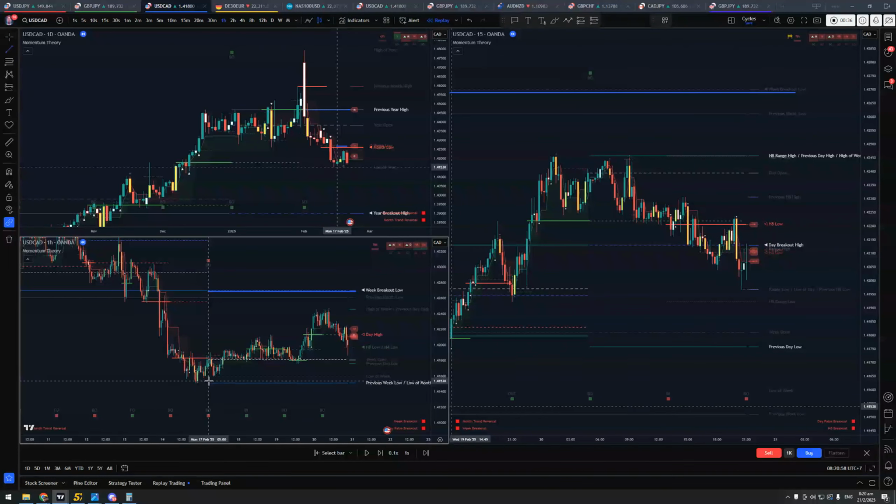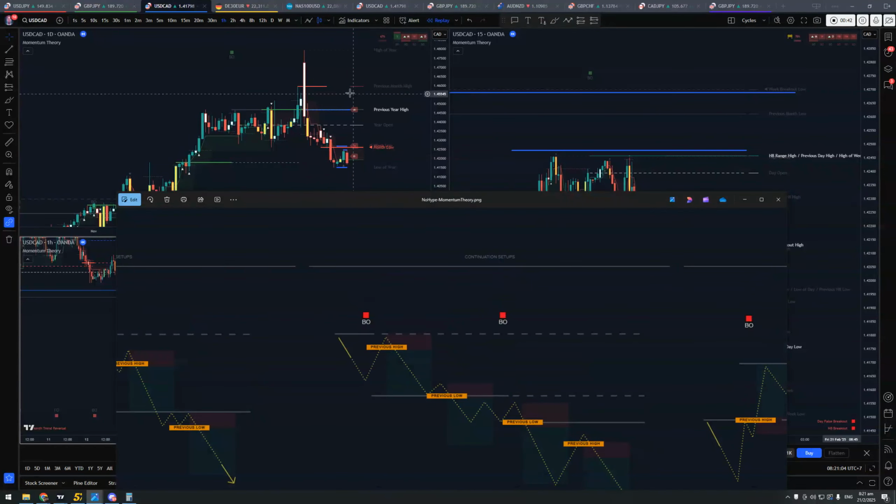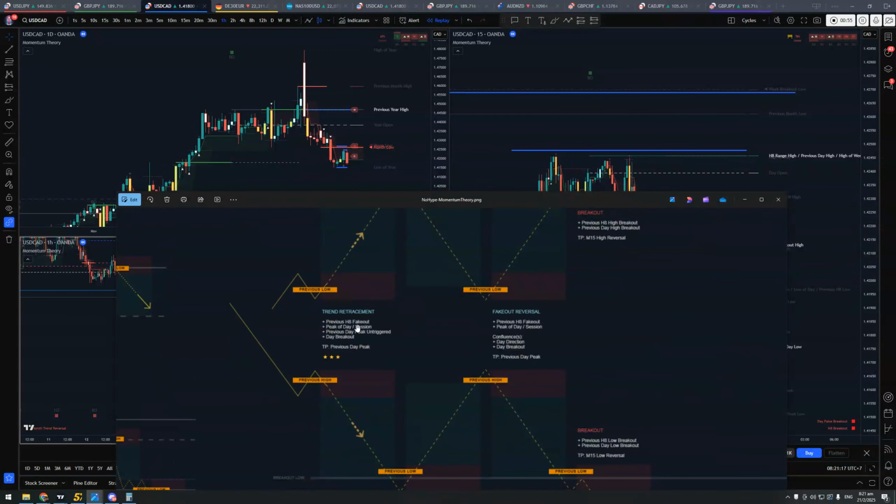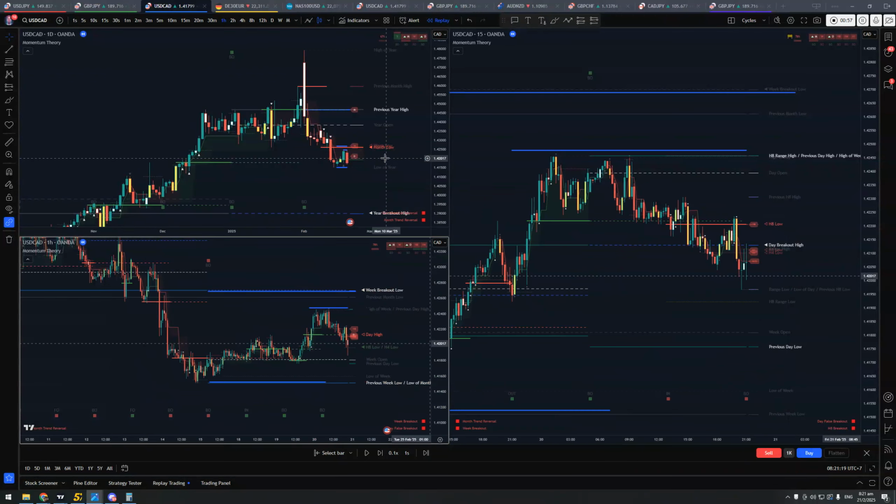We have not triggered the previous week low yet, and price is coming up to the high of the week. I'm looking for a continuation setup. Higher time frames are all pushing down, so I'm looking for a retracement, faking out the previous day high at the high of the week. Want to take it below the week breakout level and take that to the previous week low. This is a trend retracement, looking to take a trend retracement setup on the weekly.